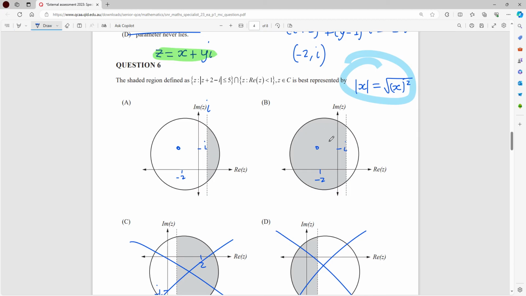Now, the difference between these two answers lies within this restriction we've put here. So what it's saying is graph the circle, but only shade the region where the real numbers are less than 1. So this is 1. Now it's going to be less than 1, okay? So that means everything to the left of it, because to the left is smaller. So the correct answer is B, this shaded region here in the circle.